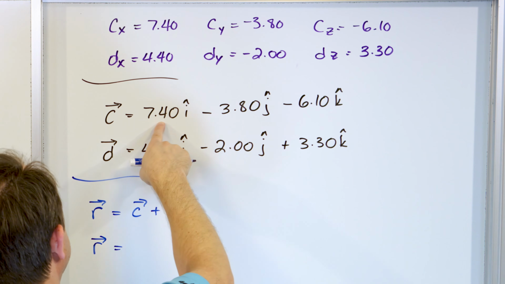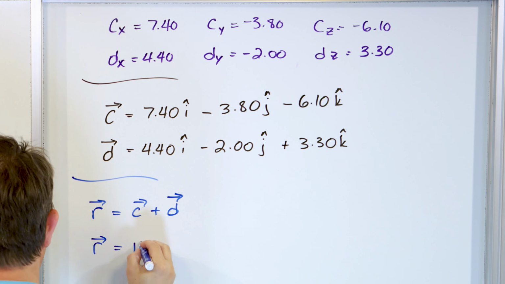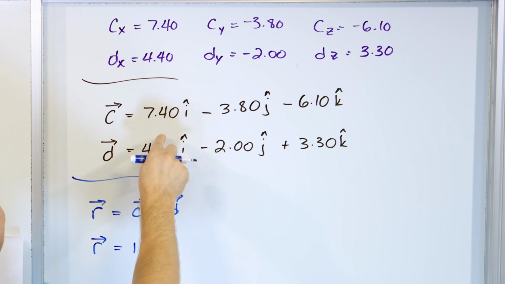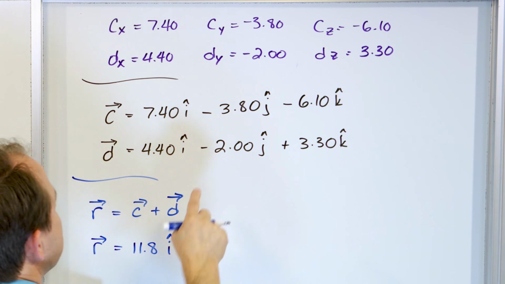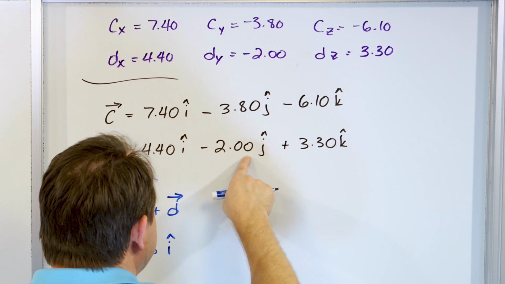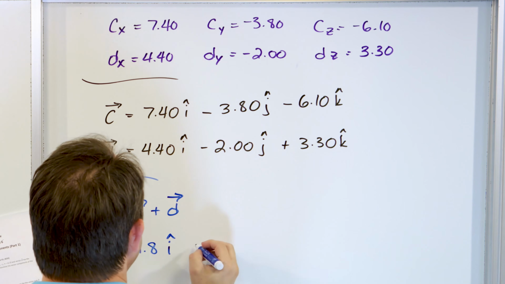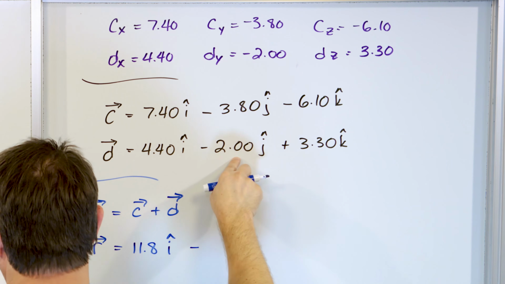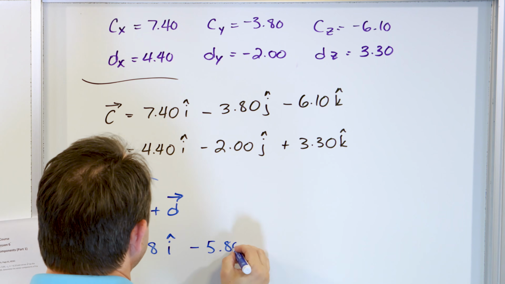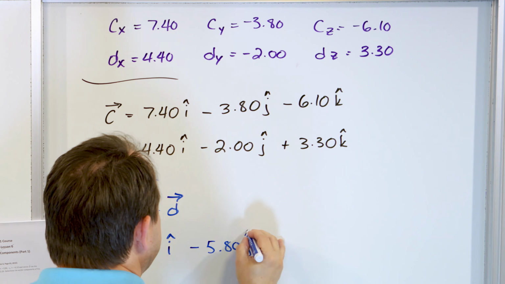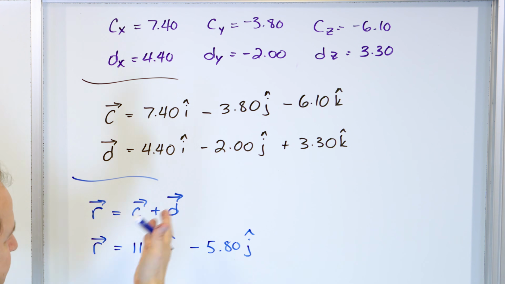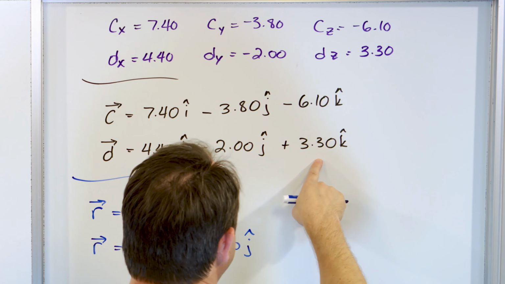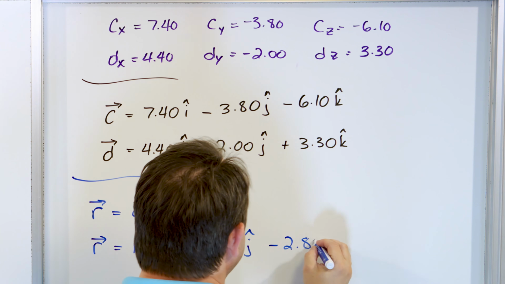But when you take 7.4 and you add it to 4.4, you're going to get 11.8. But that is an answer in the i direction. Right? So you're just adding this, and it's in the i direction like this. Then you have the negative 3.8 plus a negative 2, so it's negative plus a negative. And so what you're going to get is a negative. So negative 3.8 minus the 2 is going to give you negative 5.80. But that exists in the j direction, so we add those components together, or subtract them, however you want to think about it. And then the k direction, we have negative 6.1 plus 3.30, and so you get negative 2.80, but that is in the k direction.